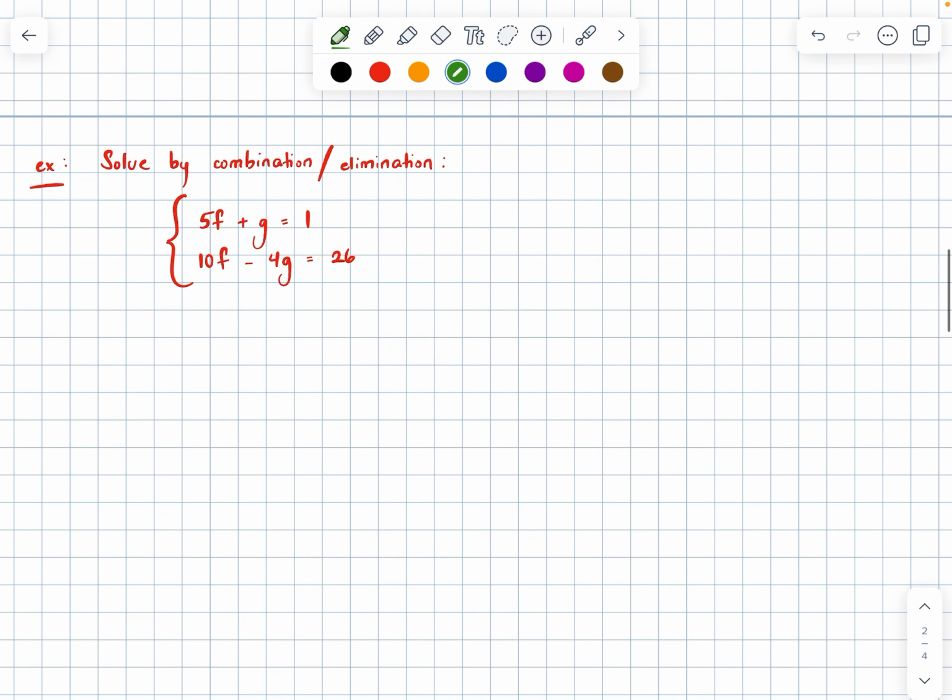Great. Let's do another one to really make sure that this idea sinks in. 5f plus g equals 1. 10f minus 4g equals 26. Which equation here could I multiply by some number to get myself to a position where I can undo either the f's or the g's using elimination? Take 2 minutes, pause the video, see how far you get. Can you find the values of f and g? Go, go, go.